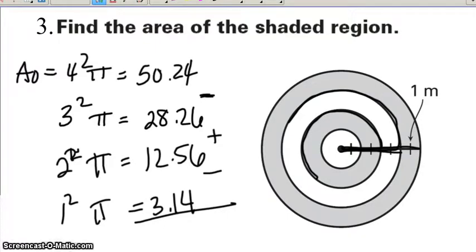And if you take a second and do that, you should end up with 31.4. Now I could double check. 50.24 minus 28.26 plus 12.56 minus 3.14 is 31.4. So that is the shaded area in meters squared of what's left in the shaded region.